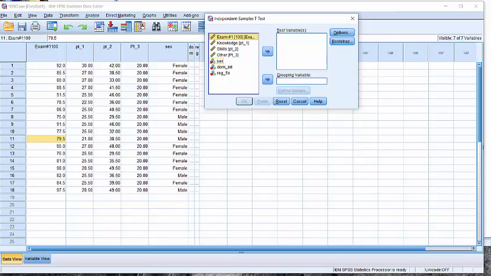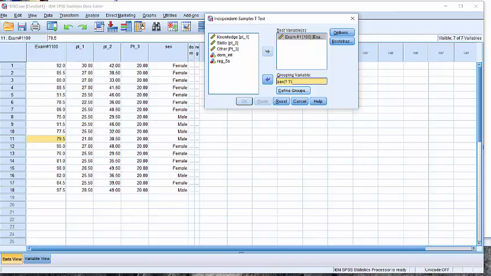And what do we want to test? We want to test exam 1, so we'll put exam 1 in the test variable, and then it asks for the grouping variable, and the grouping variable is sex. And as you can see, scale variables in SPSS have this ruler icon to the left of them in that box, and variables that are categorized have these Venn circles, and so those are categorizations. In this case, sex is the grouping variable.